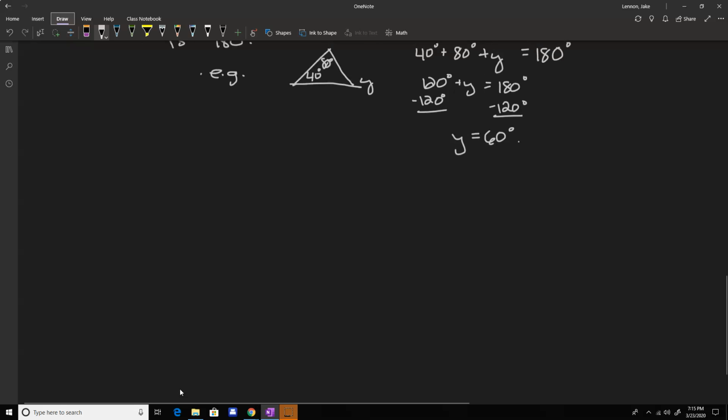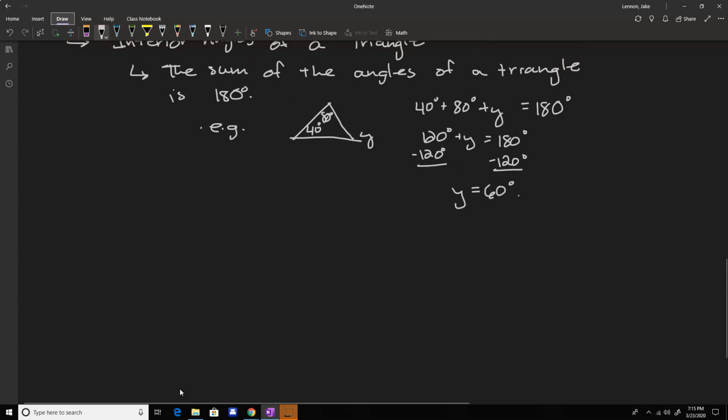And then the last type of thing for relationships of angles are what's known as parallel lines cut by a transversal. So basically what happens here is, in this case, corresponding angles must be equal.